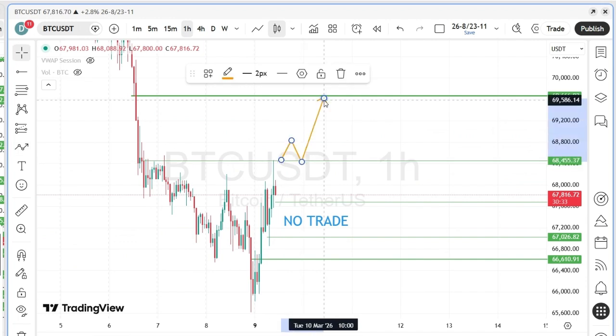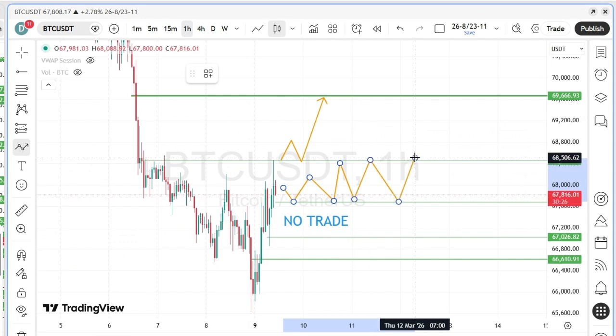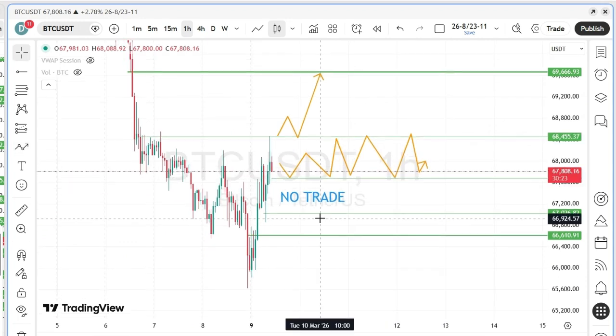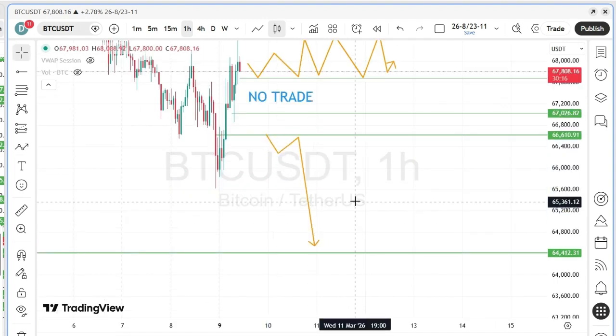Okay, in here you can do scalp. It may act as support and resistance, and it will be a very sideways type of market, so it's better not to trade in this whole zone. Okay, and below this level, if it comes, then we can look for selling opportunities completely.